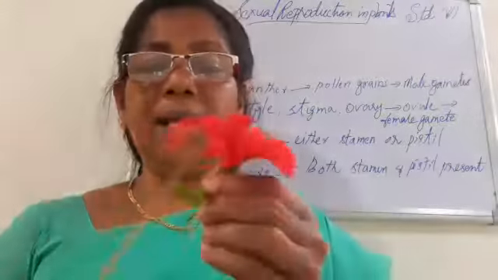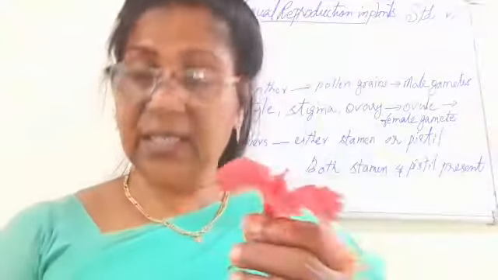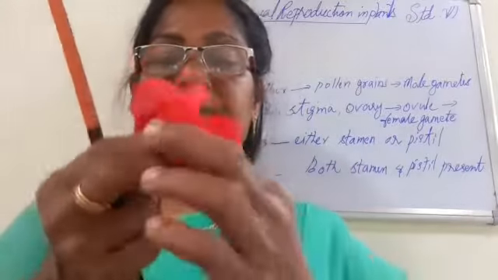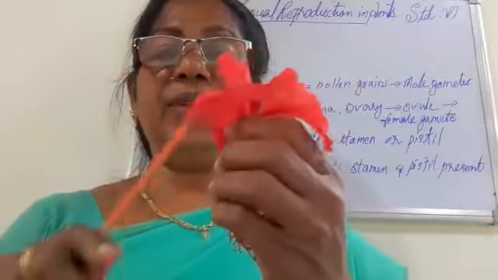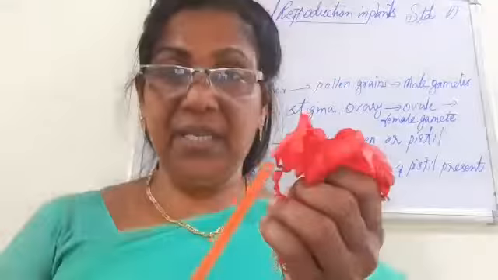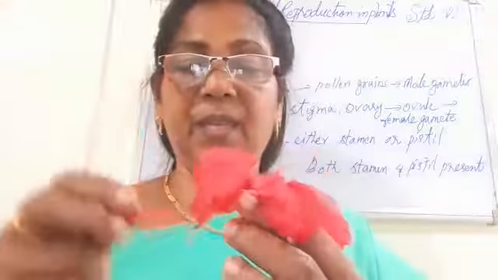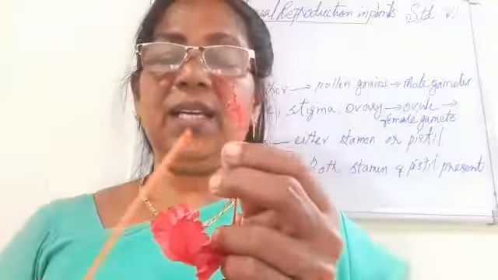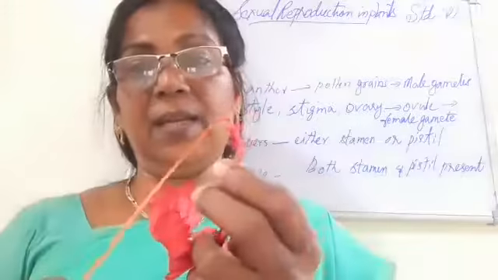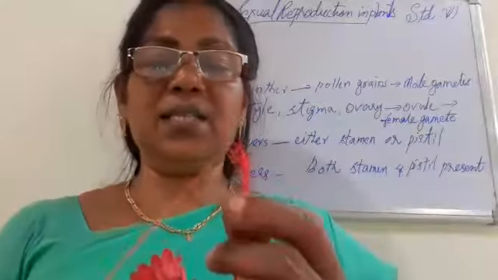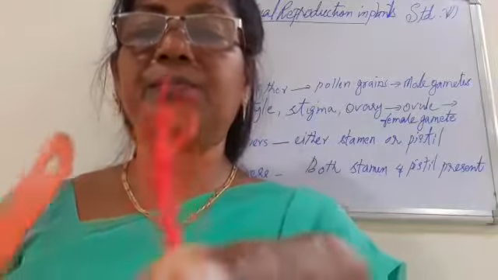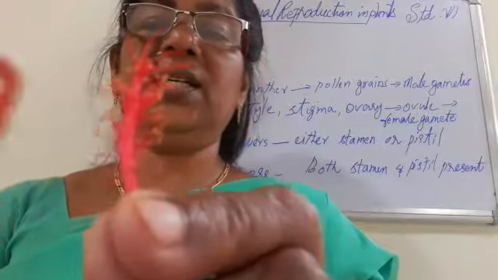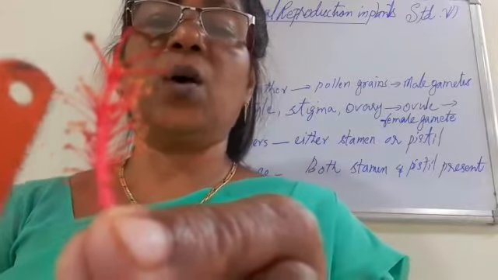The second part of the flower is the petals. These are the petals. Petals are colorful to attract bees and butterflies. The inner third part of the flower is stamen. This is the stamen. You will be able to see short stems with boxes, yellow boxes.